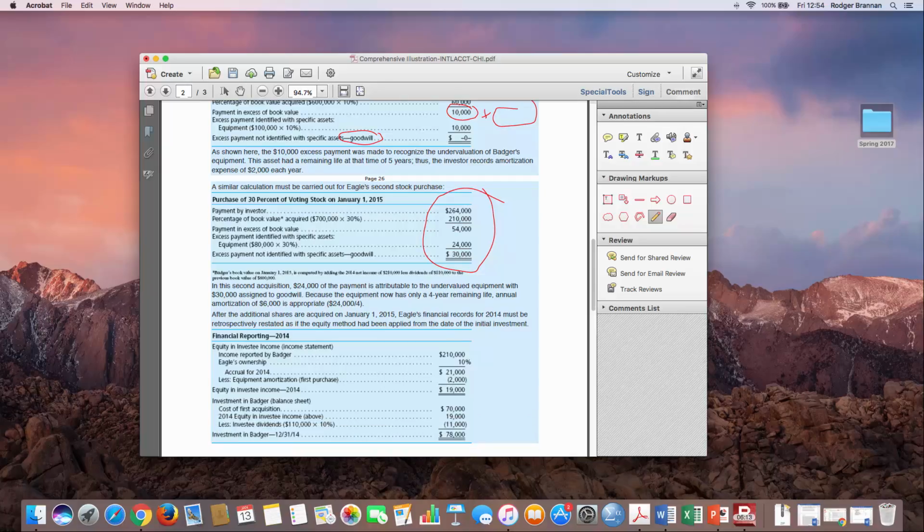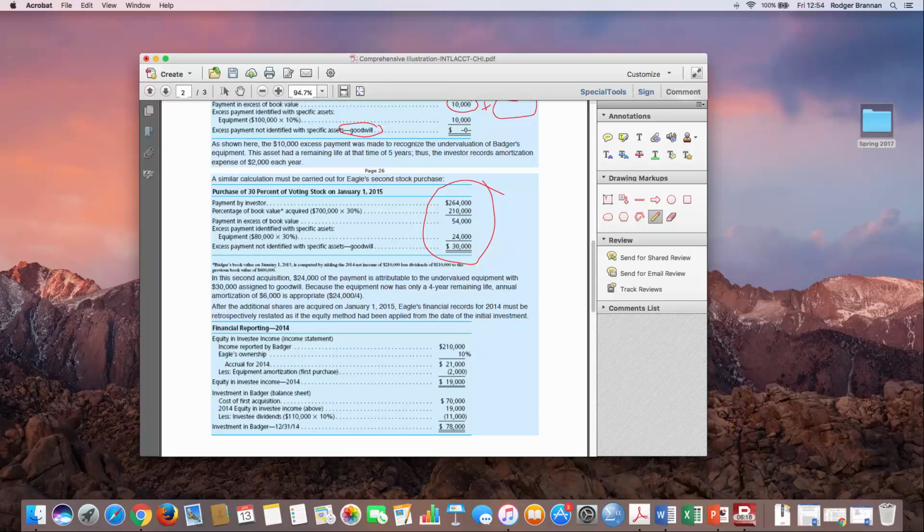Now, in 2015, they go out and buy an additional 30%. Not 40, the 40% is what they have in total after this acquisition. So they pay 264,000. That was a given in here. We also know that as of the beginning of the year, the total book value of the company is 700,000. So if they acquire 30% of that, the assumption is that they are acquiring $210,000 of book value.